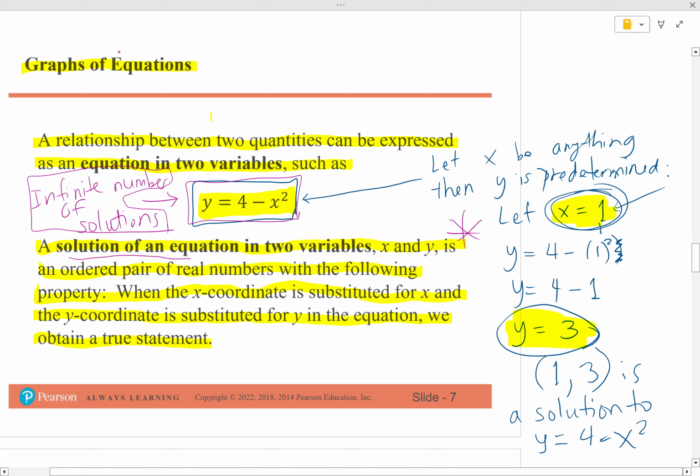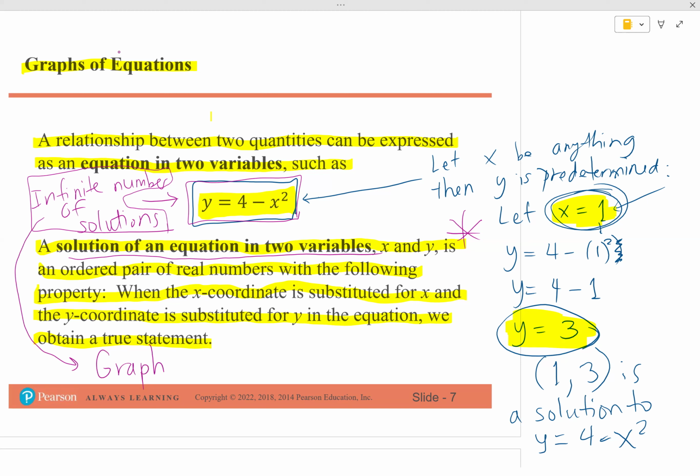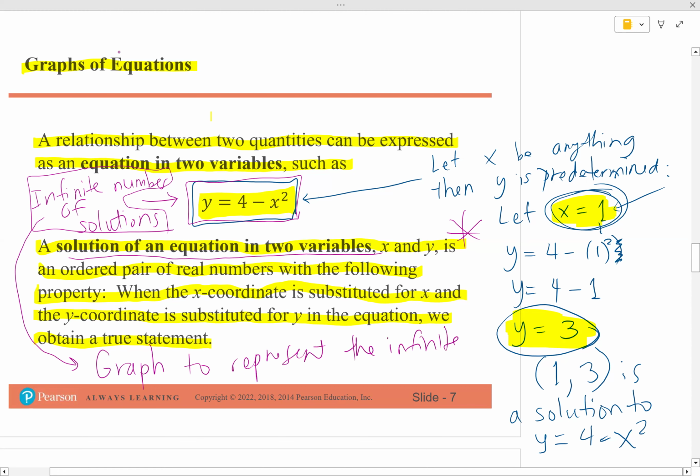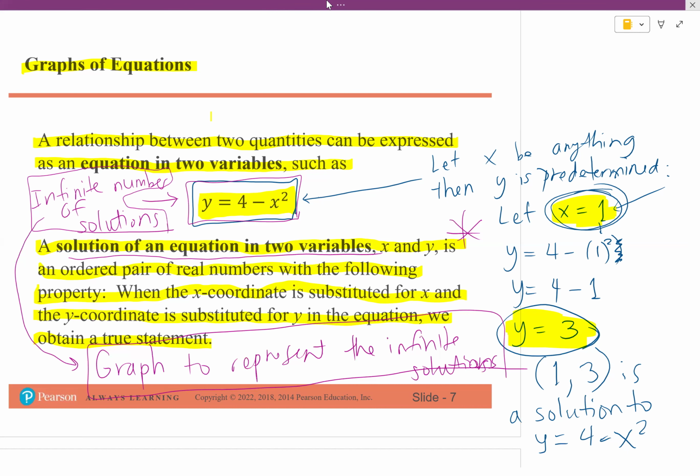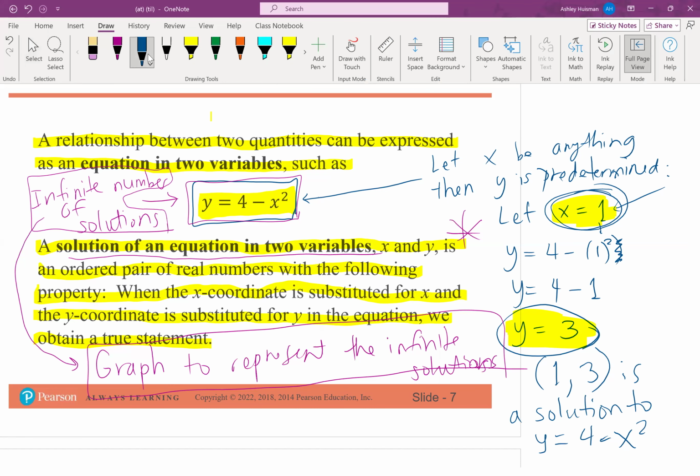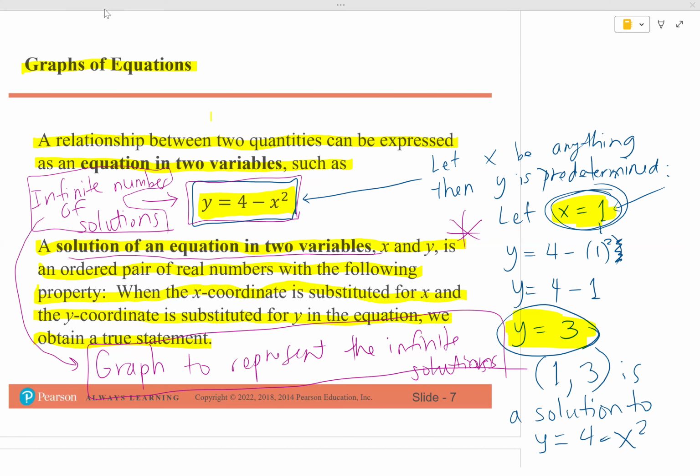So that's kind of why we graph, because there's an infinite number of solutions. I can't list them all. I'm going to graph just to represent those infinite solutions. And there are other reasons we learn how to graph too. There are things we can do with the graph, and it tells us information we might need. But that's kind of the reasoning behind it. In previous sections, we would say, okay, solve this equation, and there'd be one solution, maybe two at the most, usually. But these ones, there's infinitely many.